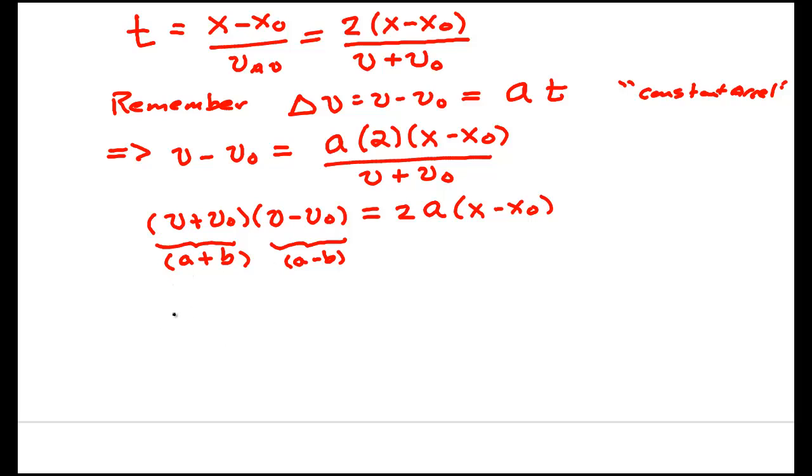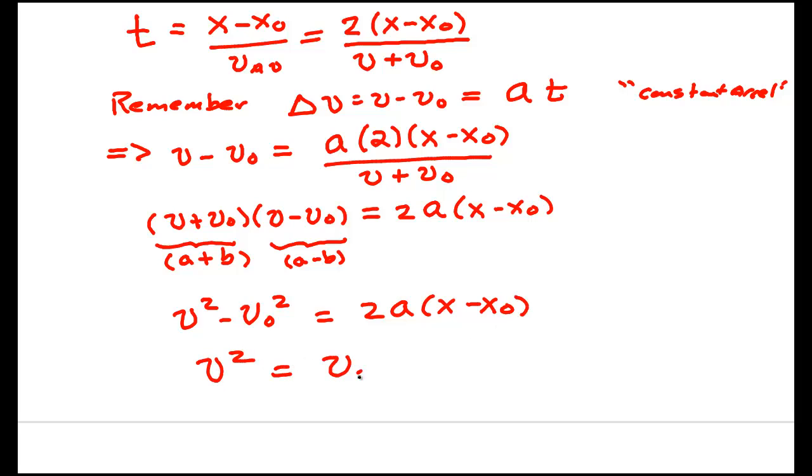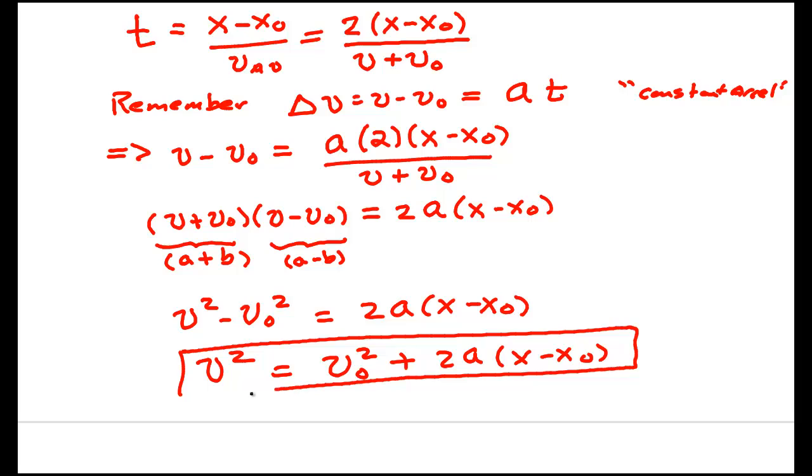What's a? Well, a is v. V squared minus b squared. What's b? That's v naught. So v squared minus v naught squared is 2a times x minus x naught. Or it's usually written as v squared is v naught squared plus 2 times a times x minus x naught. This is the third kinematic equation. Again, only true for constant acceleration problems.